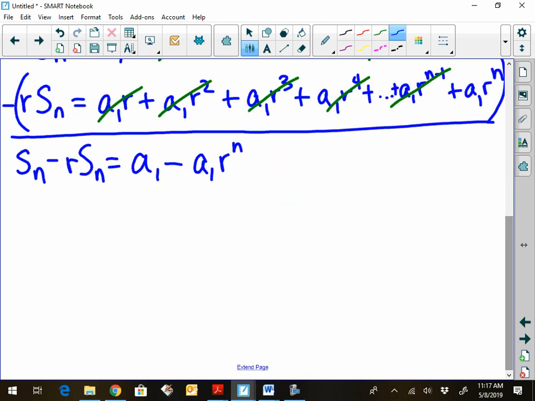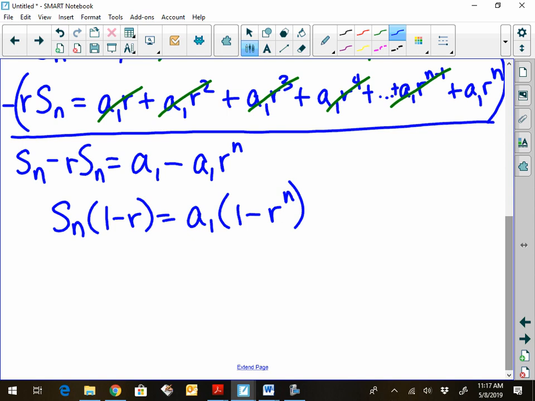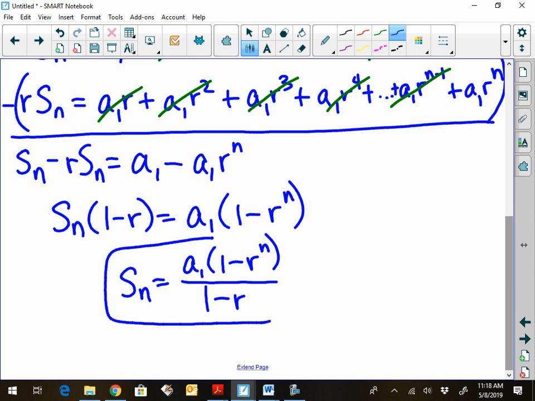So now let's make it look a little neater. We can factor out a couple of things. I'm going to factor S sub n, 1 minus r, equals, and factor out a sub 1, 1 minus r to the n. And then I want to get S sub n by itself. So S sub n equals a sub 1 times 1 minus r to the n, divided by 1 minus r. And this is our formula to find the sum.